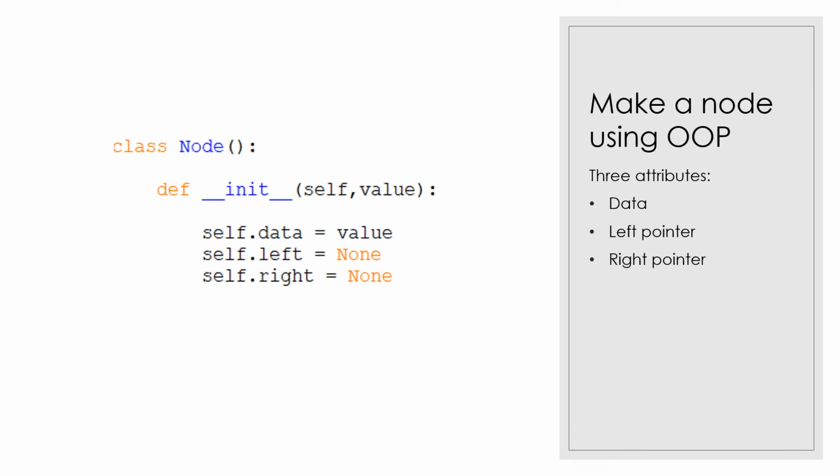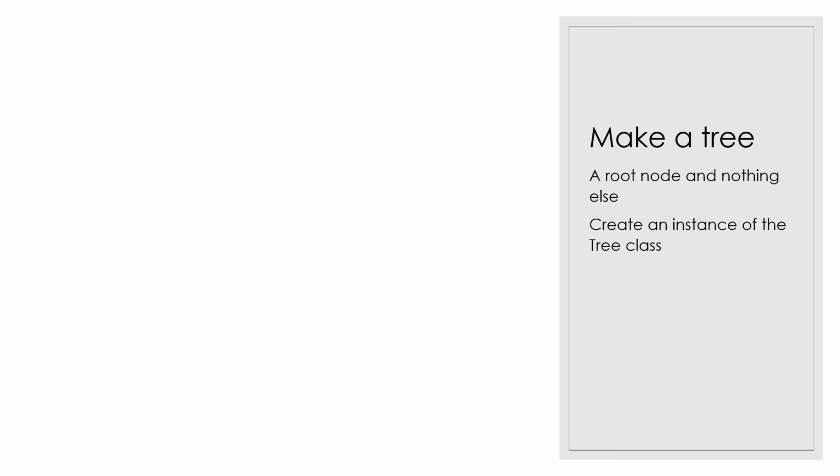Pretty obvious. The class I've called node, and the constructor has 3 attributes, data, left and right, and the data is sent as a parameter from the calling program. And now make a tree. Remember that when we begin a tree, it has a root node and nothing else. The value of the root node is sent from the calling program. So let's make that.